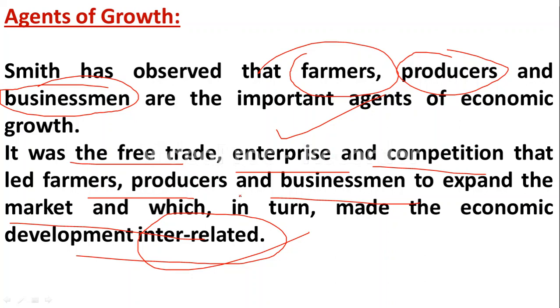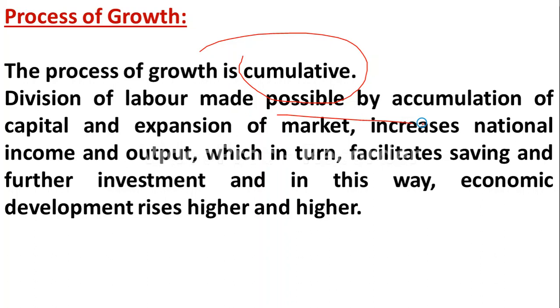Then let us see the process of growth. Here, according to Adam Smith, the process of economic growth is cumulative. Division of labor, made possible by accumulation of capital and expansion of market, increases national income and output, which in turn facilitates saving and further investment. In this way, economic development rises higher and higher. So here the growth of the economy is cumulative.